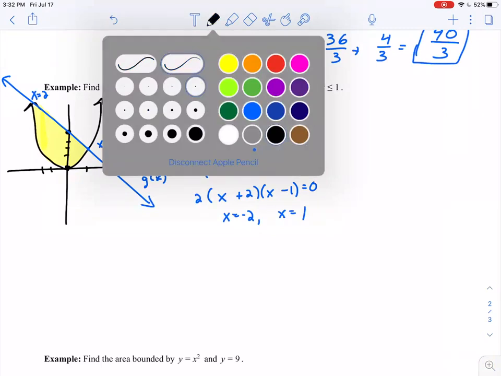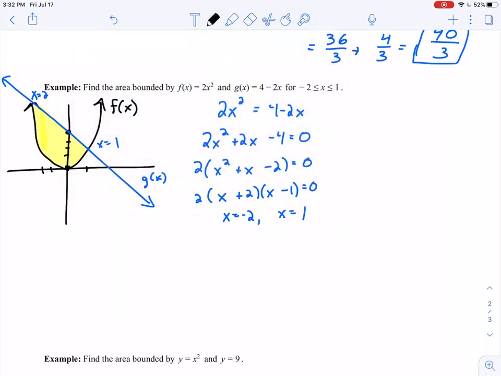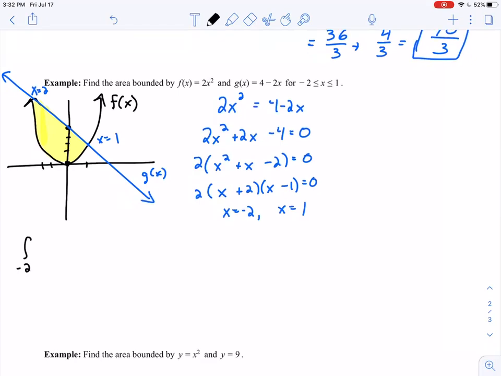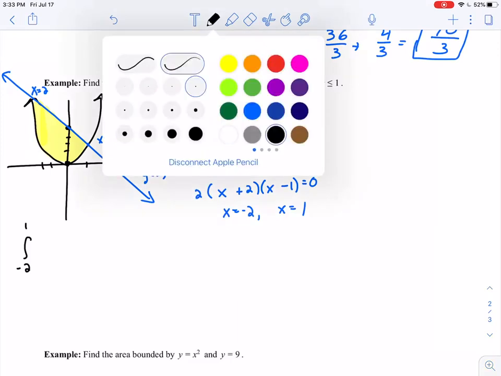So I'm going to set up my integral first. I want the definite integral from negative 2 to positive 1. And now I need to determine what is my upper function and what is my lower function. So look at this yellow shaded region that I've created right here.